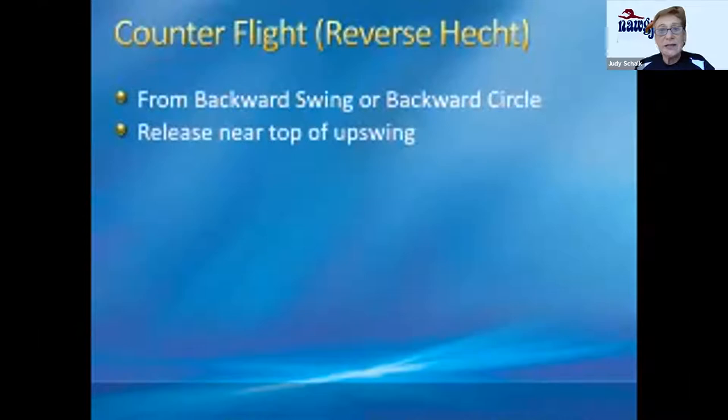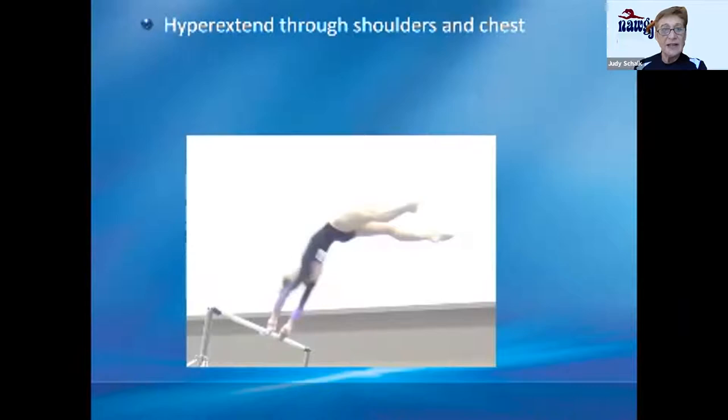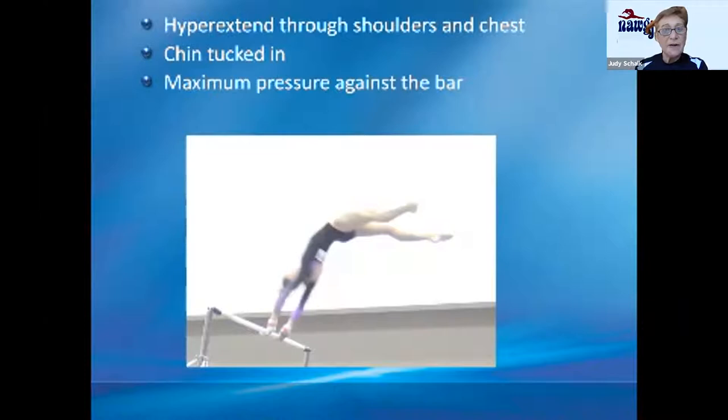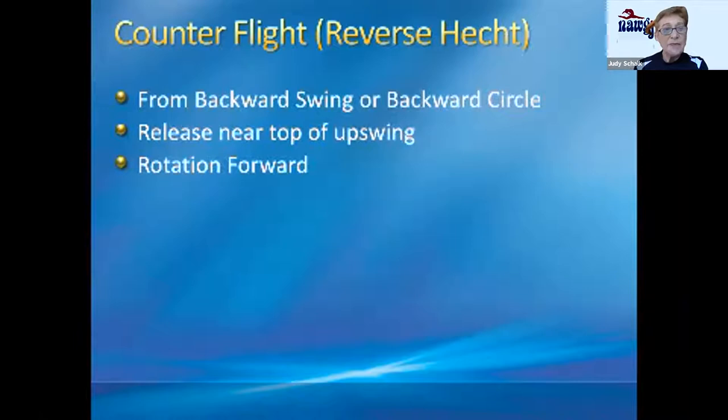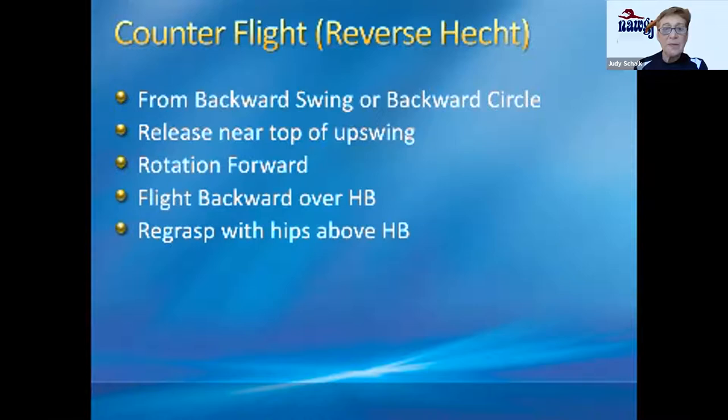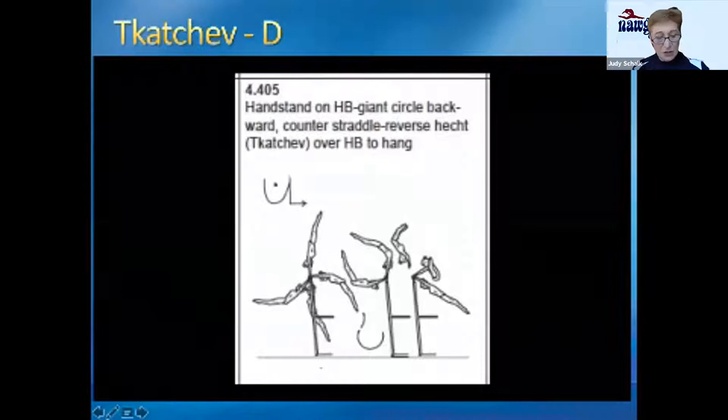On the technique of this element, we're expecting the release near the top of the upswing. The chin will be tucked in, maximum pressure against the bar. Following the release, rotation forward and flight backward over the high bar to a regrasp with the hips above the high bar. So we're going to deal with the Tkachev from the giant swing entry, the D element.